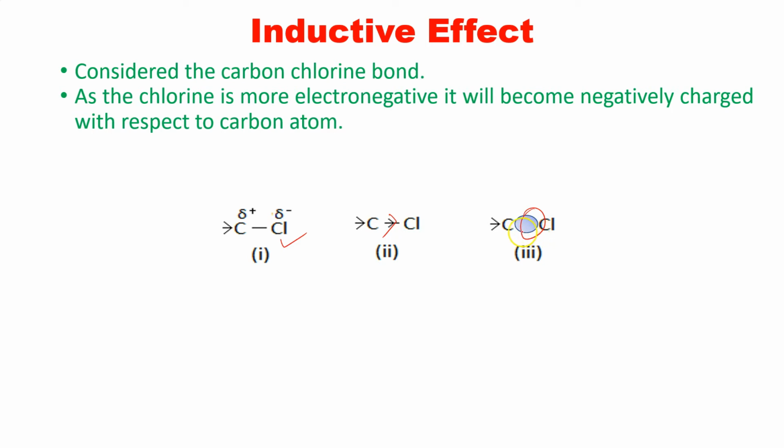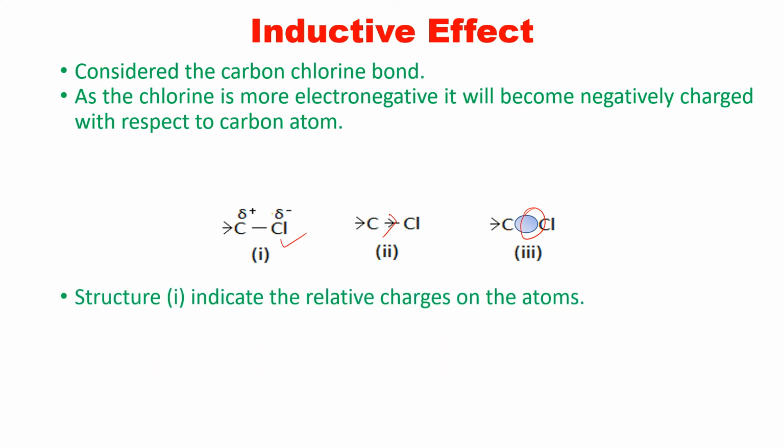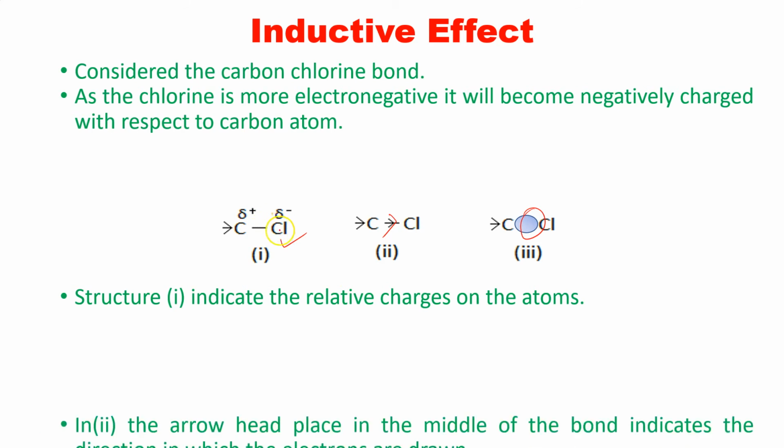Though it is formed due to sharing of electrons, the density is higher on the chlorine side. It means that the polarity has been formed by an inductive effect. So structure one indicates relative charges, that is delta positive and delta negative.